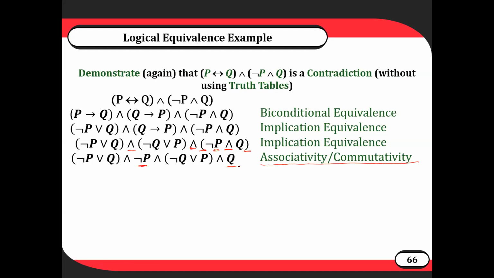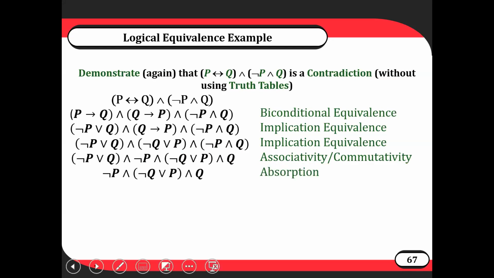Again, this is a little more complex than the last one. This might be something you have to go back to on your own and work through to see everything that's going on. And then, here I have not P or Q and not P. That's absorption, so this goes away and we're left with not P.